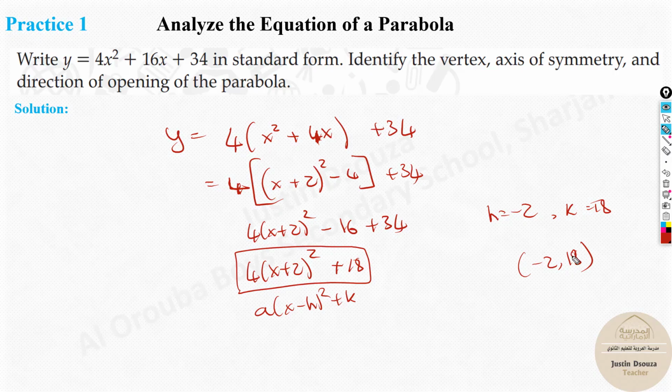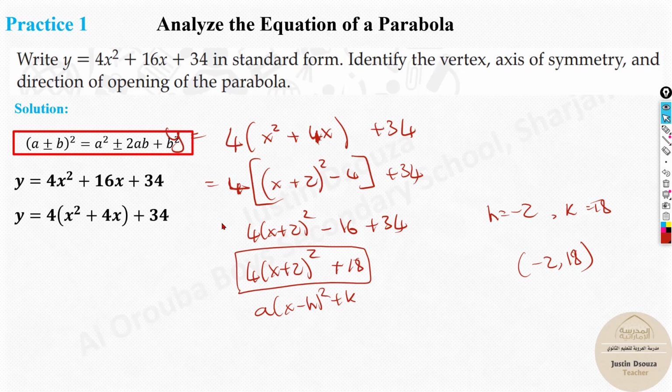And what do we have over here? The line of symmetry is minus 2. And where is it opening? Opening upwards because it is positive 4. So that is the answer.